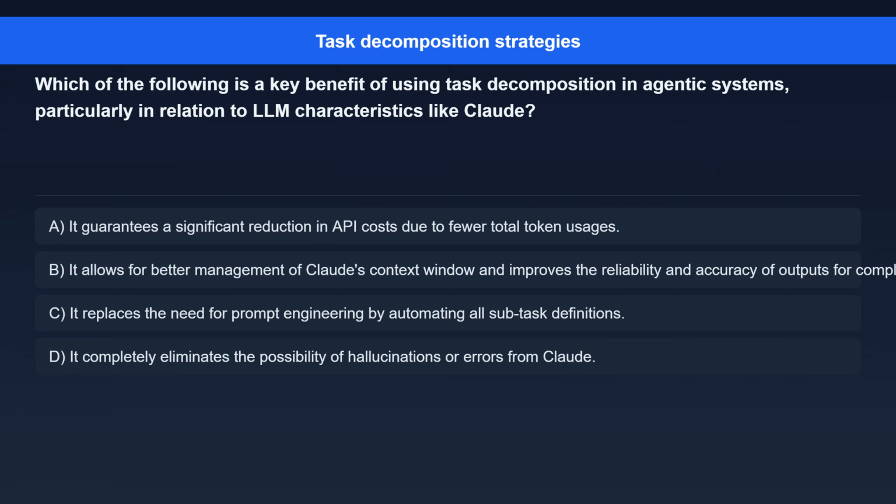Question 9. Which of the following is a key benefit of using task decomposition in agentic systems, particularly in relation to LLM characteristics like Claude? Option A. It guarantees a significant reduction in API costs due to fewer total token usages. Option B. It allows for better management of Claude's context window and improves the reliability and accuracy of outputs for complex tasks. Option C. It replaces the need for prompt engineering by automating all subtask definitions. Option D. It completely eliminates the possibility of hallucinations or errors from Claude.